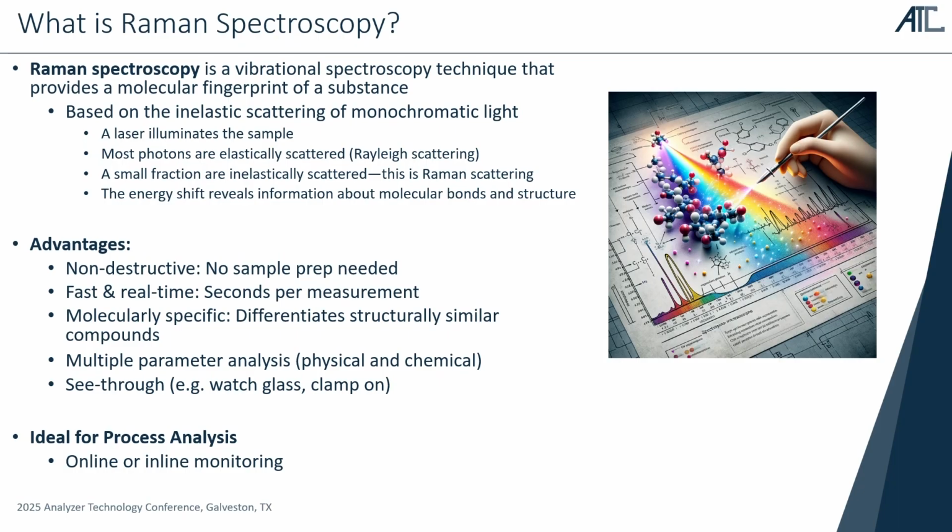Just a brief reminder on what is Raman spectroscopy in case you have not worked with spectroscopy before. It's a vibrational spectroscopy technique. It's kind of a molecular fingerprint. It's specific to the substance that you are analyzing. And the way it works is you shine a laser of a specific wavelength onto your sample, and most of those photons will be elastically scattered. That's Rayleigh scattering. We don't care about those, but a small portion of those photons are inelastically scattered. That's our Raman scattering. And this energy shift reveals a lot of information about the molecular bonds and the structure of your sample.